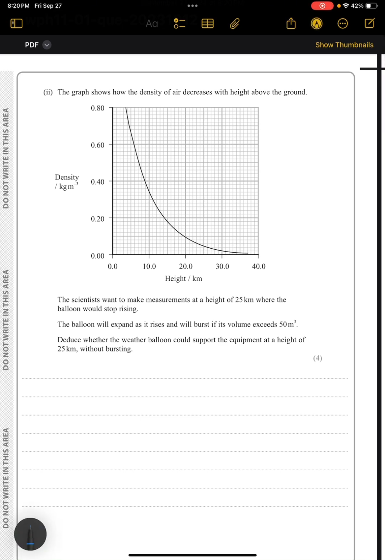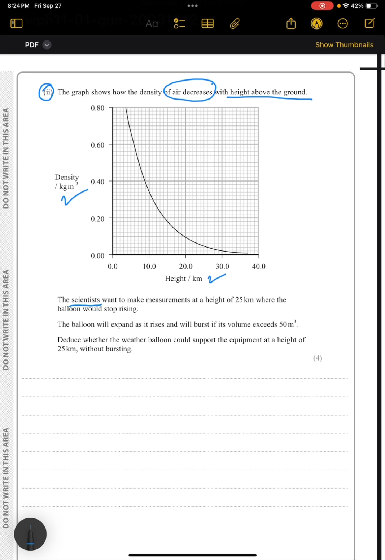In this question they have said the graph shows how the density of air decreases with height above the ground. We know as the height increases, the density of the air decreases, and they have given us the density and the height.